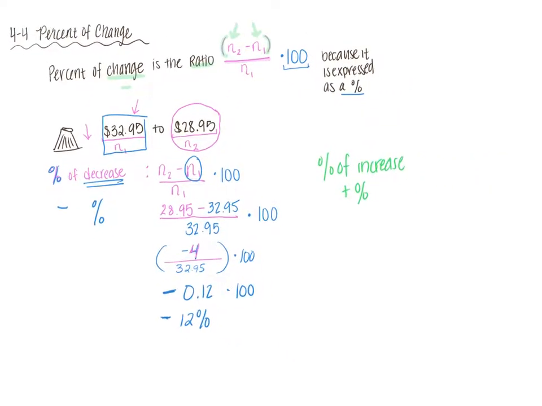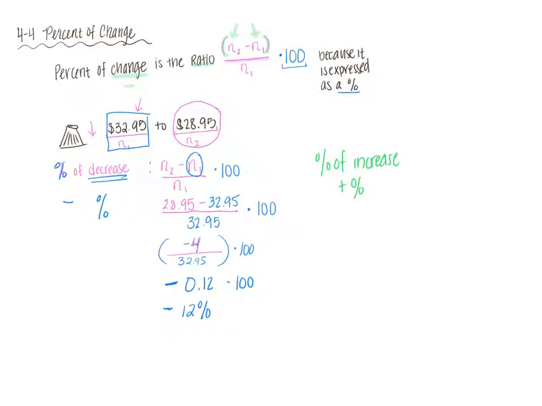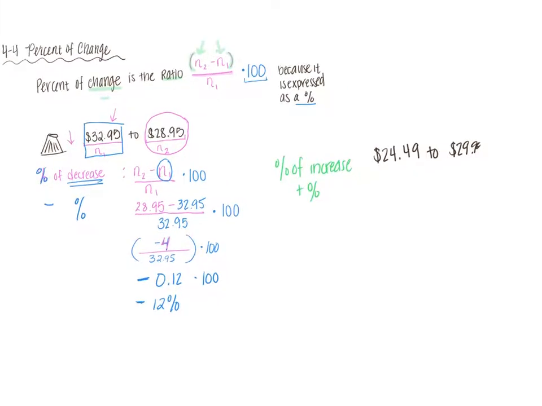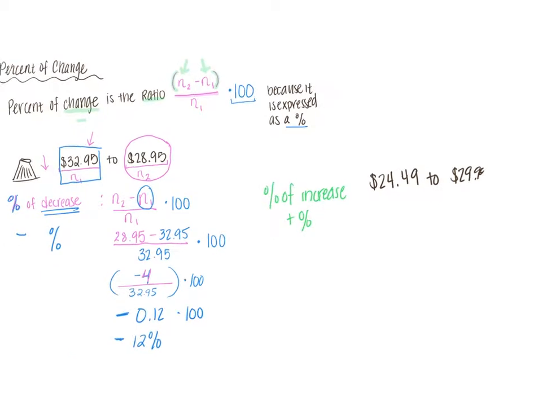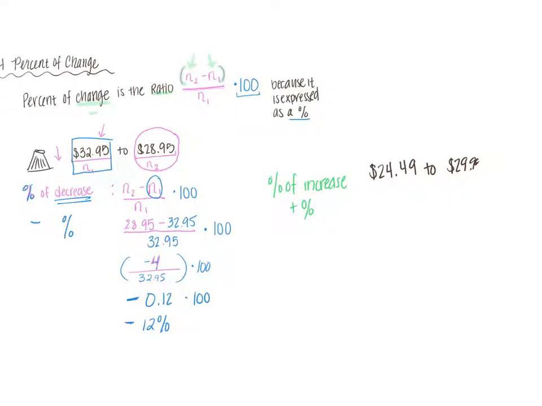Let's look at one of those now. Let's say that I had the price of a sweater. My sweater originally cost $24.49, but they were in really high demand, and the store realized they could get more for the sweater, so they started charging $29.99 after it had been out for a couple weeks. So how would I find the percent of increase?